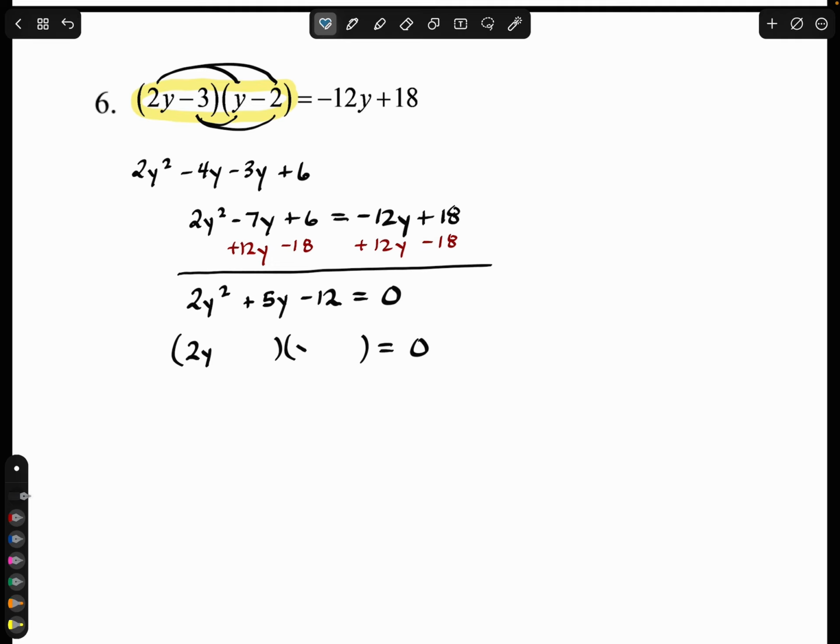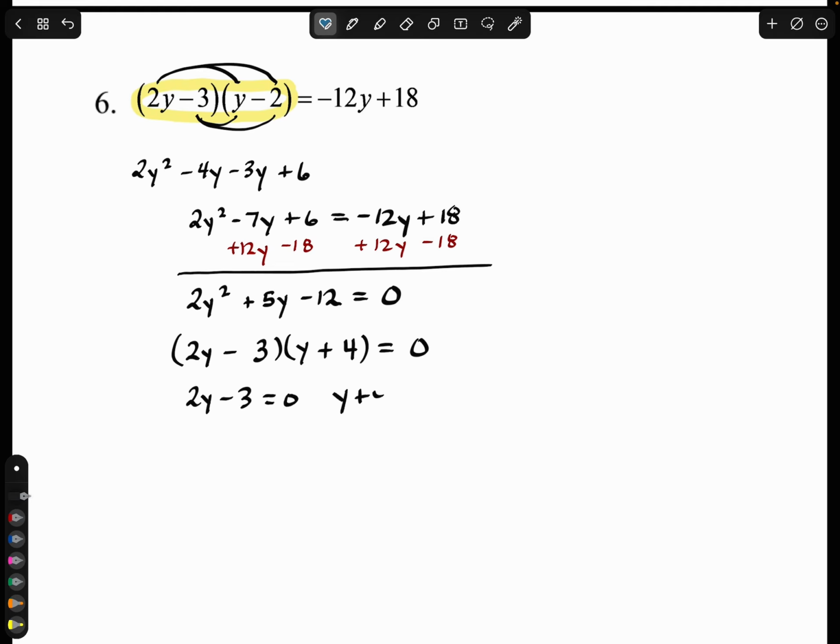In this case, let's see, we'd have a 2y and a y. I subtracted 18, so that's a negative 12. So let's see, I have 4 times 2 is 8, and then 3. So I need a positive 4 and a negative 3. So 2y minus 3 and y plus 4.